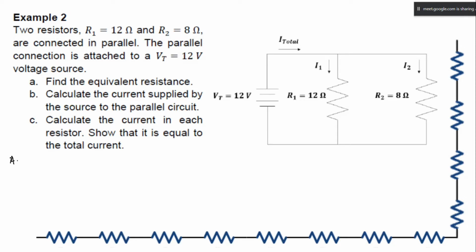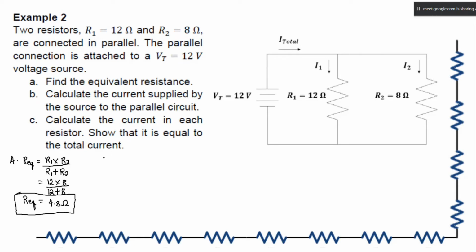Ang sabi dyan is we have to find the equivalent resistance daw. So let me denote that one as R sub EQ. And for us to solve our equivalent resistance, and since we are given just two resistors, we can use the formula R sub 1 times R sub 2 divided by R sub 1 plus R sub 2. Substitution tayo. Ang R sub 1 po natin is 12 ohms times ang R sub 2 natin is 8 ohms, divided by 12 plus 8. So, our R sub EQ is 4.8 and the unit is ohms. This is our answer for letter A.